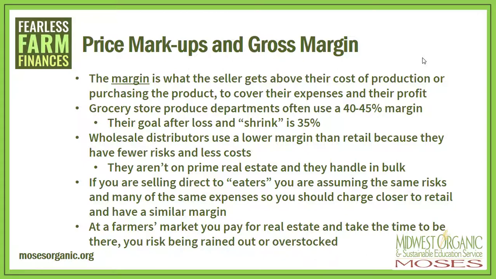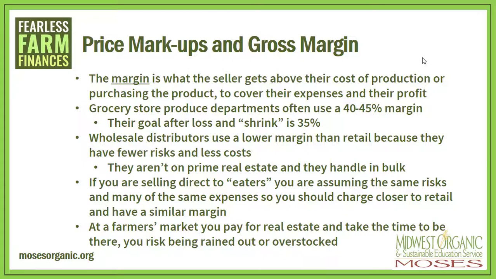So just some rules of thumb that the book points out. Grocery stores, produce departments often use a 40 to 45% margin. So their goal is, after loss and shrink, a minimum of 35%. And so that's why they'll put a 40 to 45% margin on the price after they pay the farmer that they bought it from.